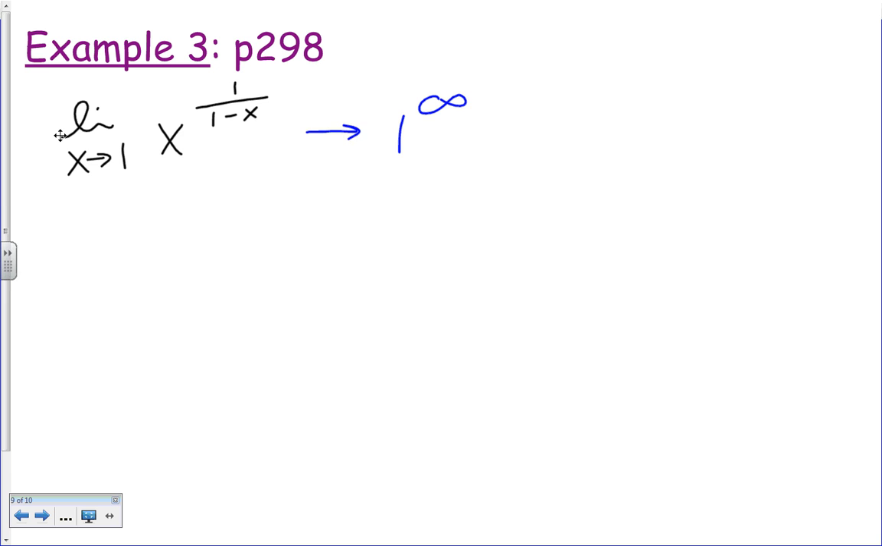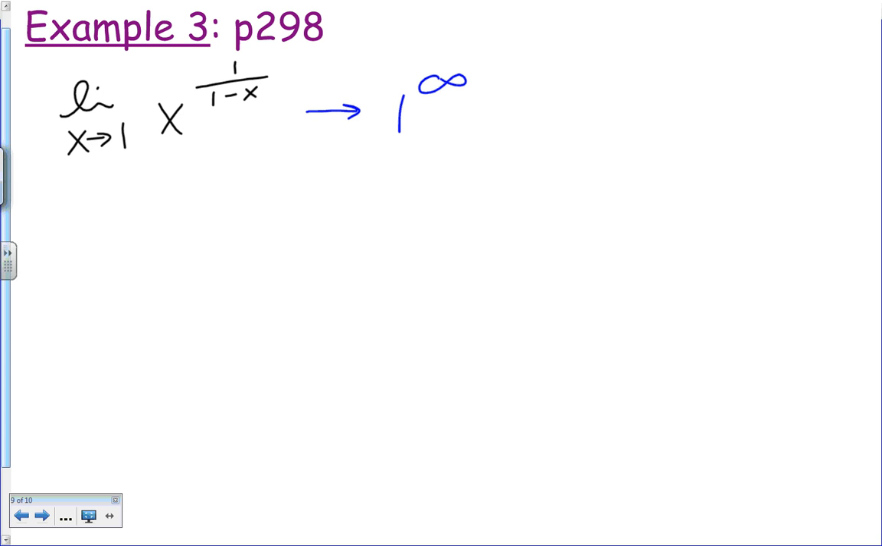So the first thing that we do is we say that L is equal to this limit. We're going to say L is equal to the limit as x goes to 1 of x raised to the 1 over 1 minus x. You could do that on the same line there. I'm just going to separate it just so you see how we write this out. L is equal to that.